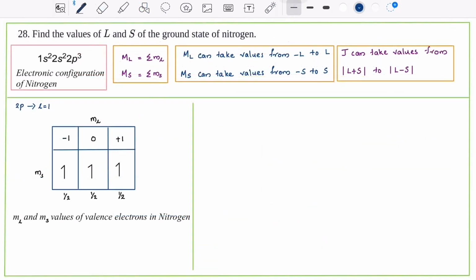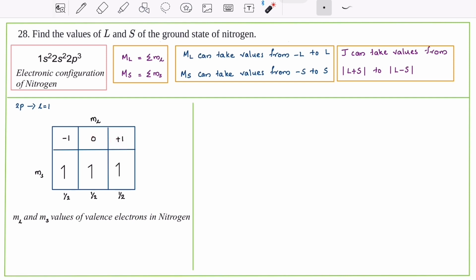The next problem is: find the values of L and S of the ground state of nitrogen. The electronic configuration of nitrogen is 1s2, 2s2, 2p3 with 2p valence electrons. For 2p electrons, L is equal to 1. Therefore, the values of ml are minus 1, 0 and plus 1.